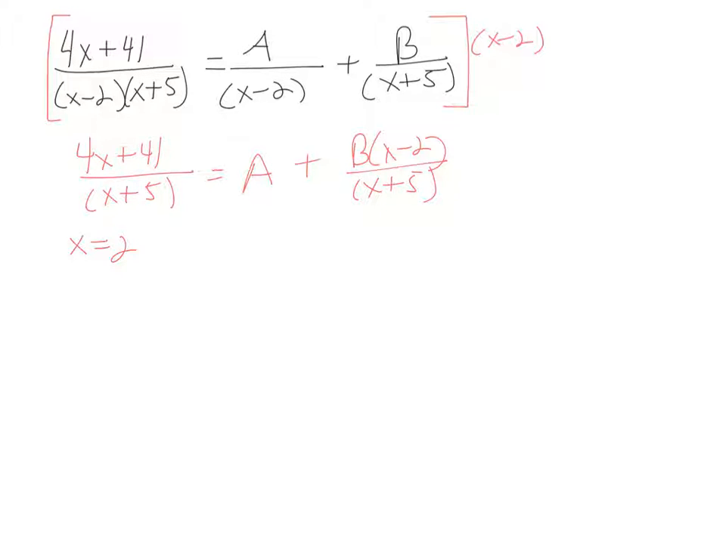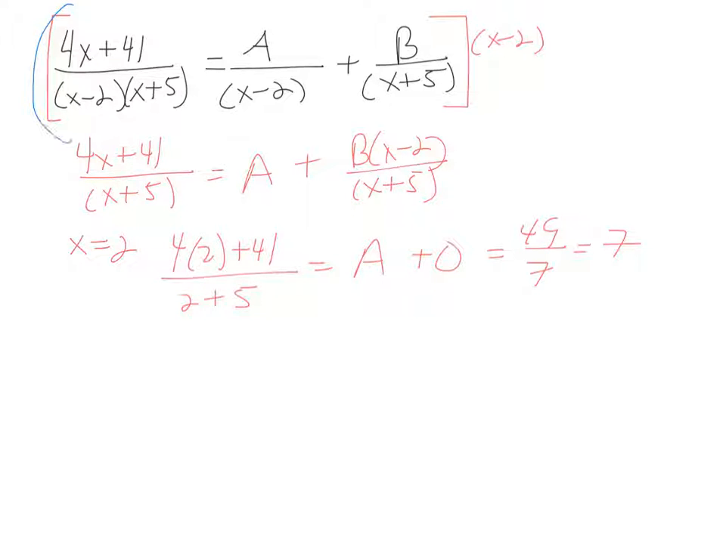So I go ahead and plug in x equals 2, and I get 4 times 2 plus 41 all over 2 plus 5 equals a plus 0, because that x minus 2, 2 minus 2 is 0. So it turns out that a is going to equal 49 divided by 7, which is just 7. Okay, I've got my a. Now I want to get b.